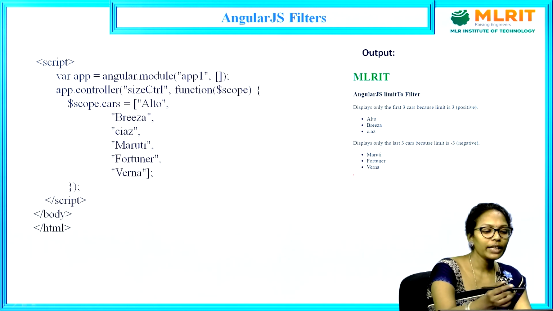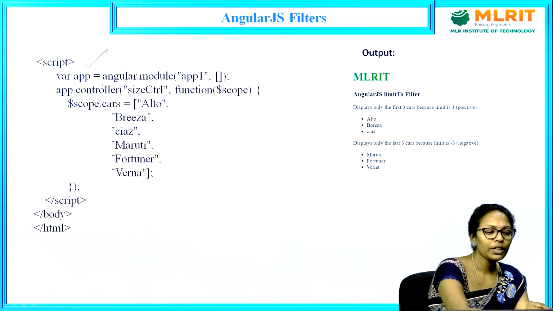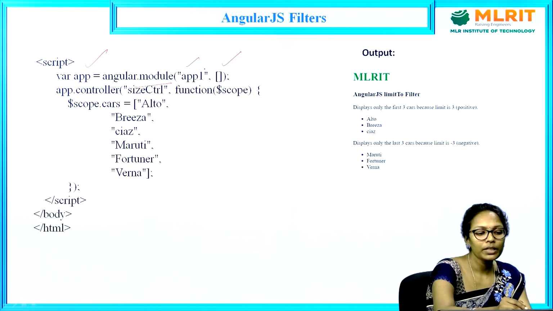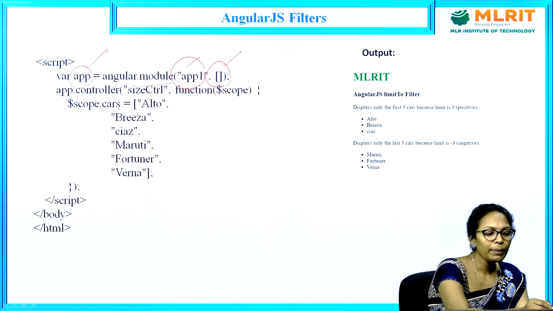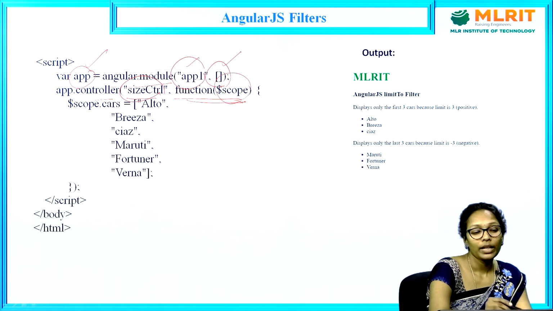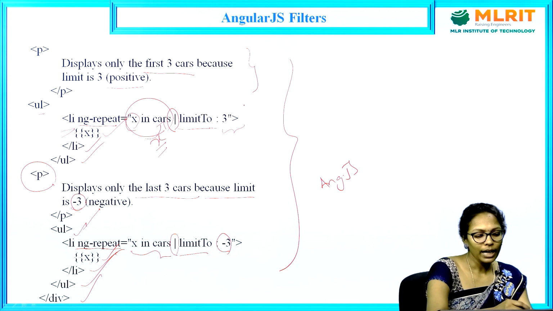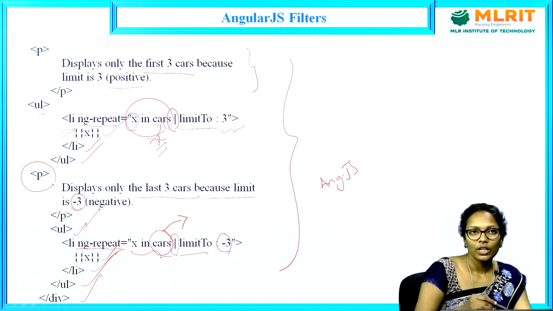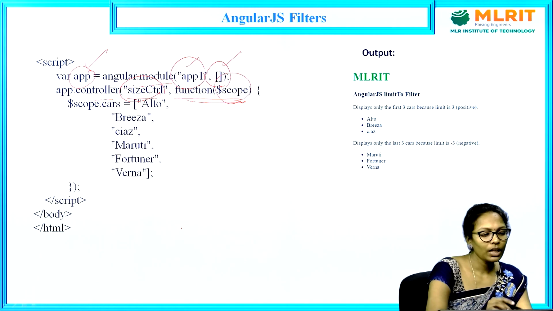How can I write the module within the script tag? Using a function called angular.module, which will take 2 parameters: the name of the module, which is same as ng-app, and the array, an empty array. For this app, I am applying the controller, which will again take 2 parameters: the name of the controller and the function with 1 parameter, $scope. Now, in this program, I have an unknown variable. What is that? cars. So cars I need to initialize here. How can I access cars?